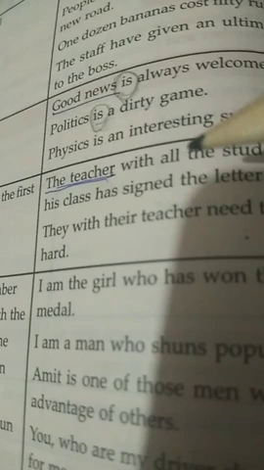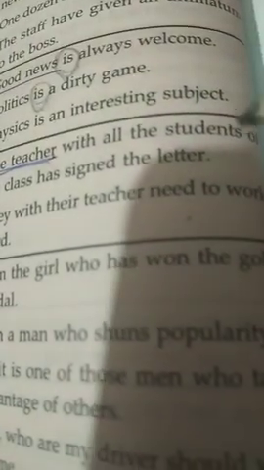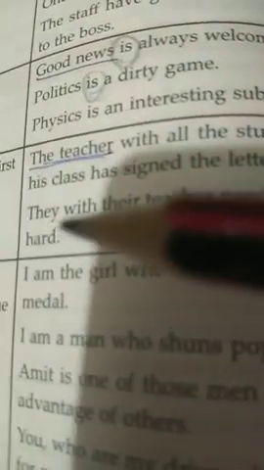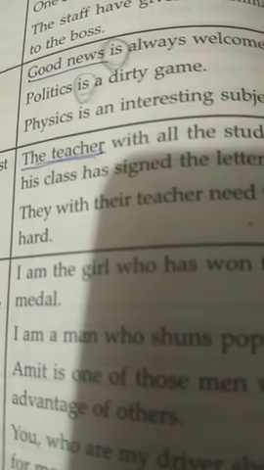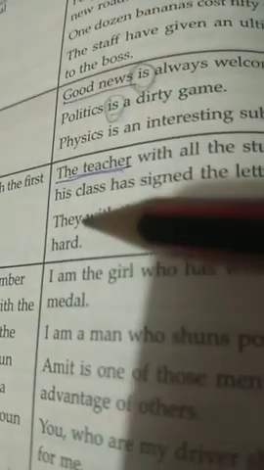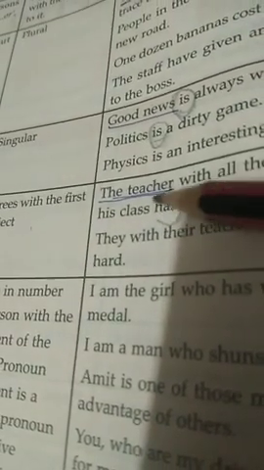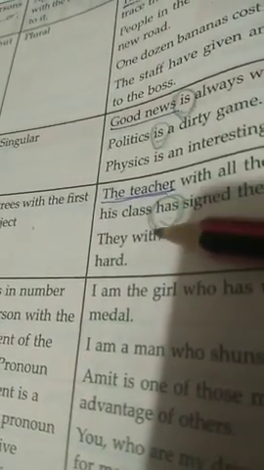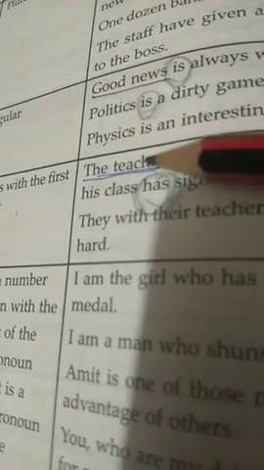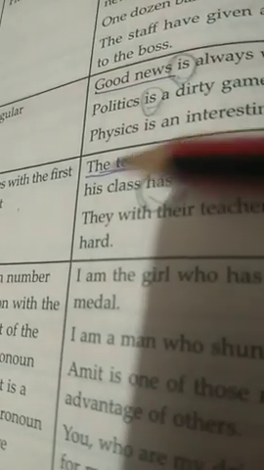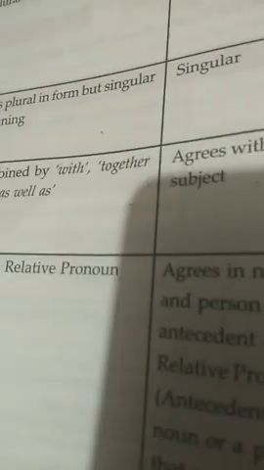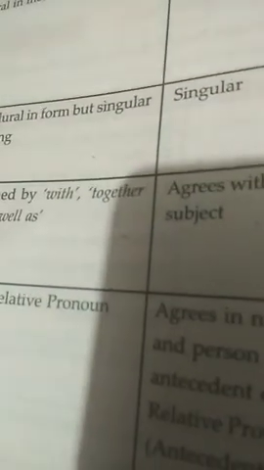See here in this sentence. The teacher with all the students of his class. One subject is the teacher, the second is all the students. So here it agrees with the first subject. So that is why it is has here. First subject, the teacher, is singular. So here it is singular. The teacher has. So I think we should do till here, rule number 12.